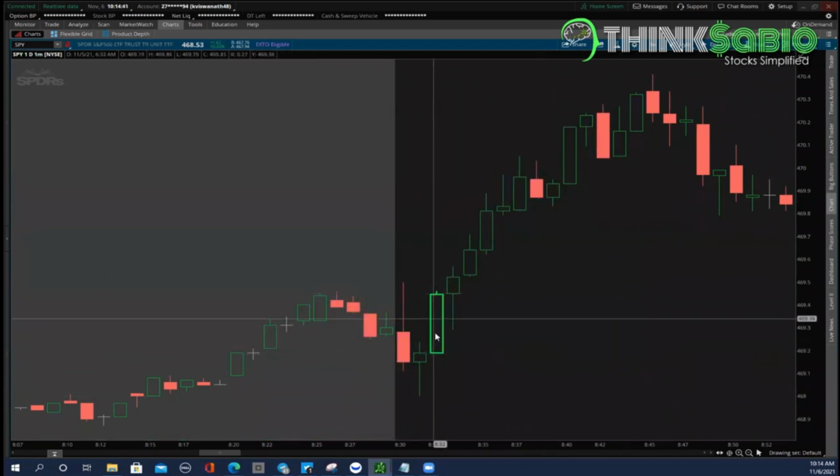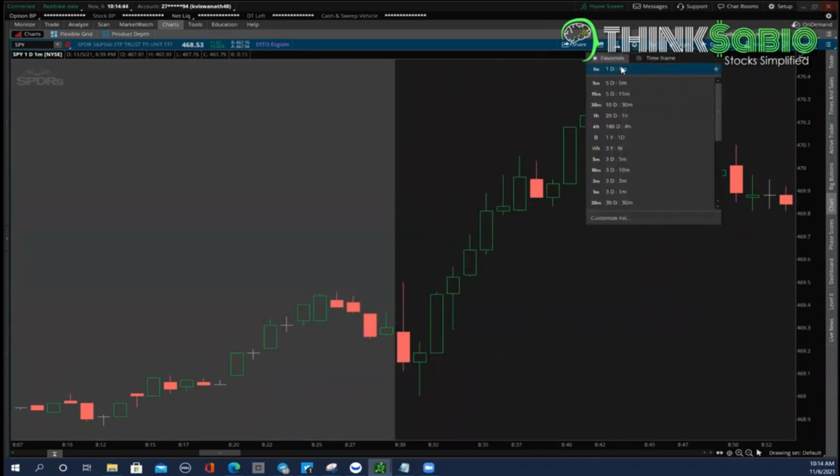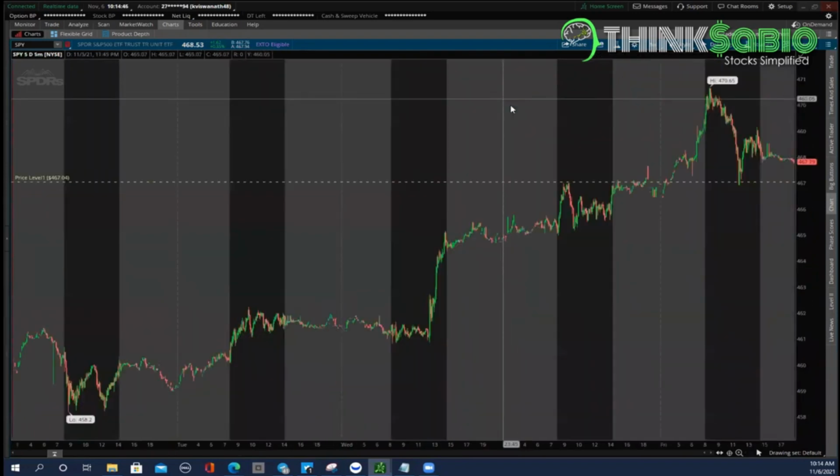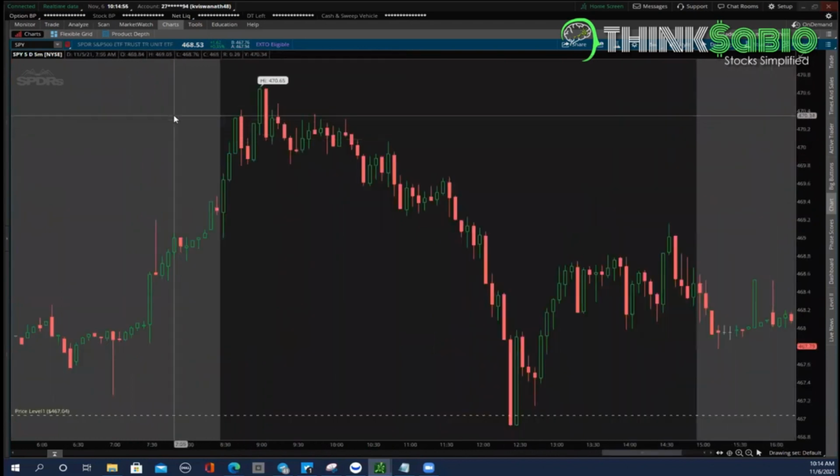So each bar is 1 minute in this time frame. Now let's go back and look at 5 days, 5 minutes. You see, you have 1, 2, 3, 4, 5 days worth of data. And then if you zoom in, each candlestick represents 5 minutes. That means a candlestick will form after every 5 minutes. So when the candlestick is actually forming, the open and close will be fluctuating up and down. So this is 5 day, 5 minutes.